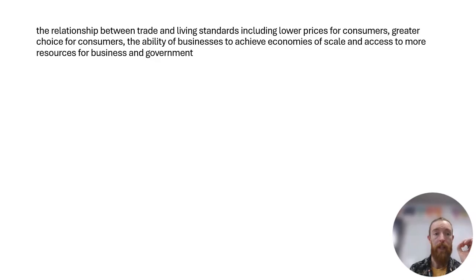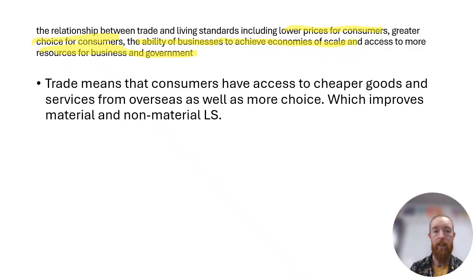So our first key knowledge dot point is the relationship between trade and living standards, which include things such as lower prices for consumers, greater choice for consumers, the ability to achieve economies of scale, access to more resources for business and government. So trade means that consumers have access to cheaper goods and services from overseas, as well as more choice. So that's good for our material and non-material living standards.